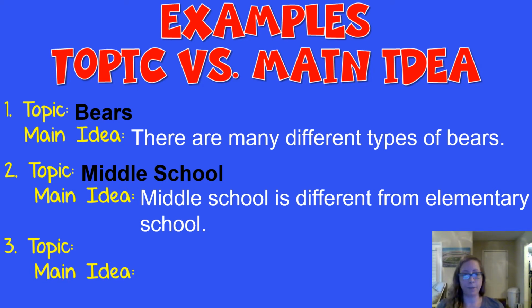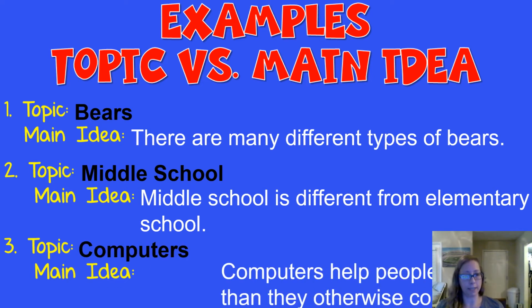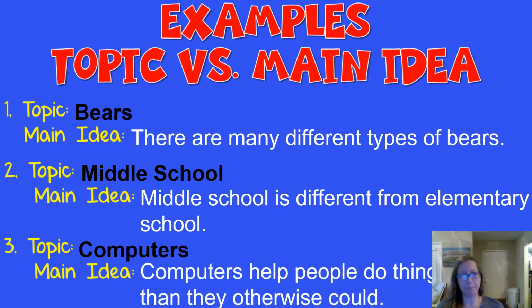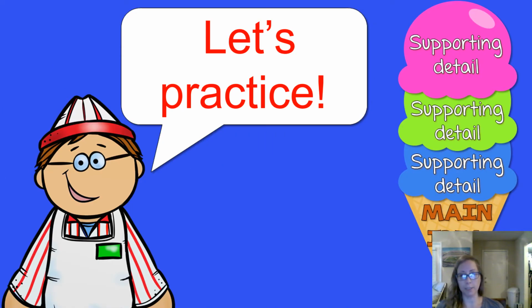And the same thing for the last topic and main idea, right? The fact that I'm reading a book, the topic is computers, but if I say, okay, well, what'd you read about? Computers. Well, that doesn't give me enough information. What was the main idea? The main idea could be that computers help people do things that they otherwise could not. There's a little bit of a typo there, sorry. So I want you to really think about, right, what is the author trying to teach the reader when you're trying to find the main idea? All right, so let's practice.